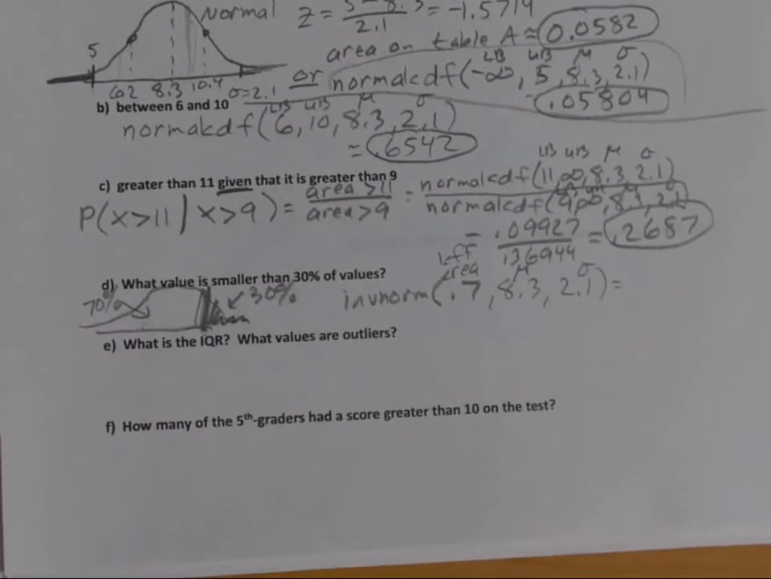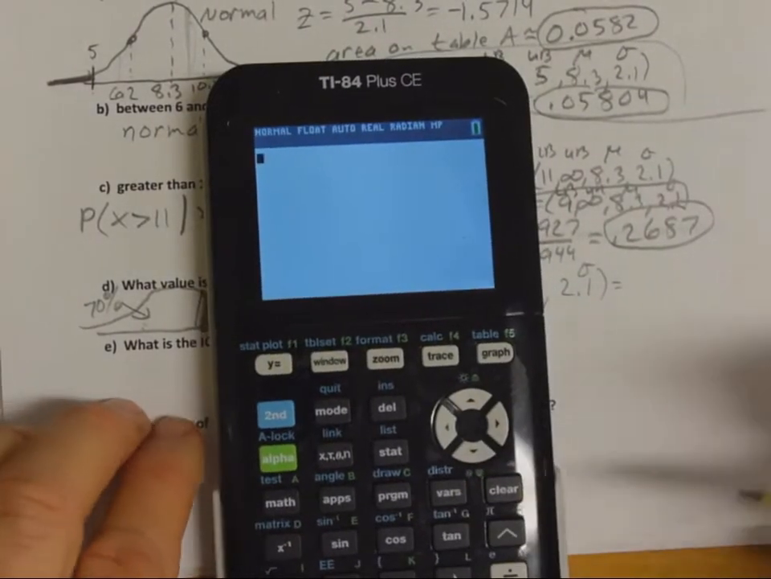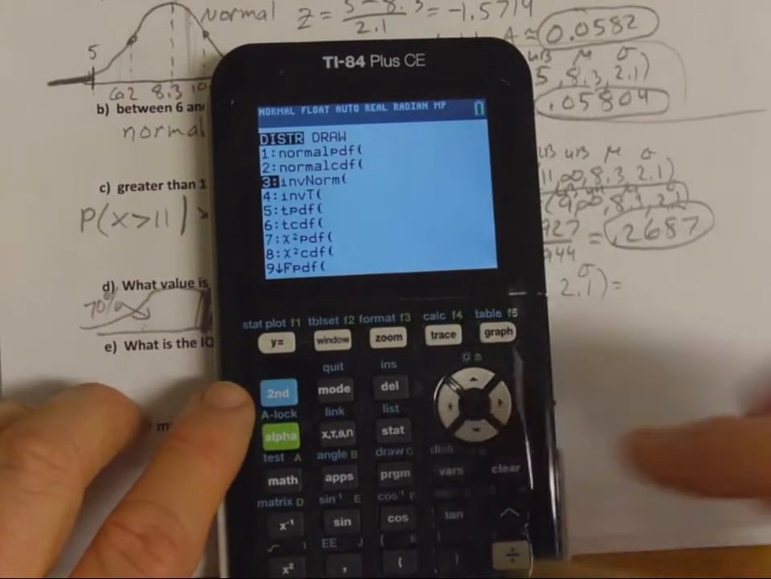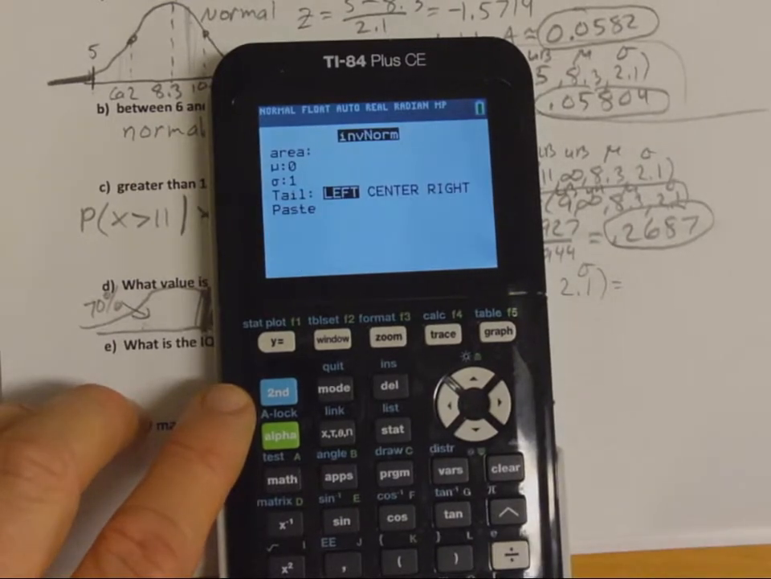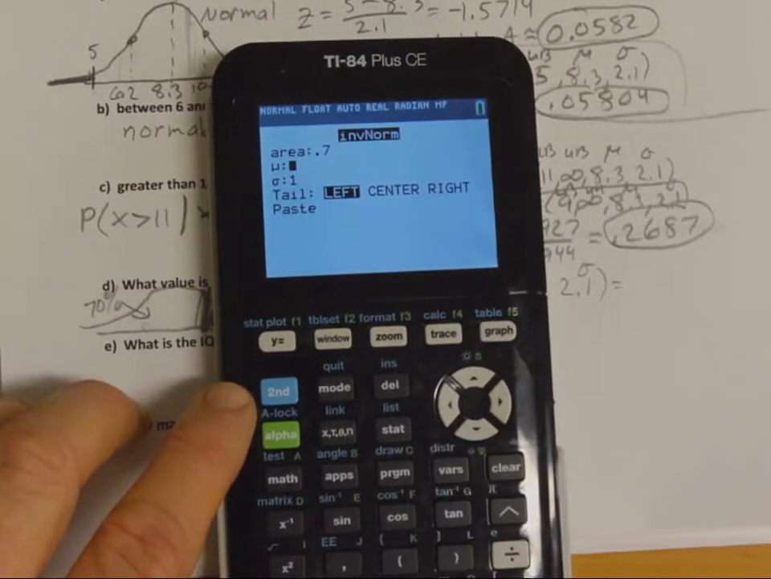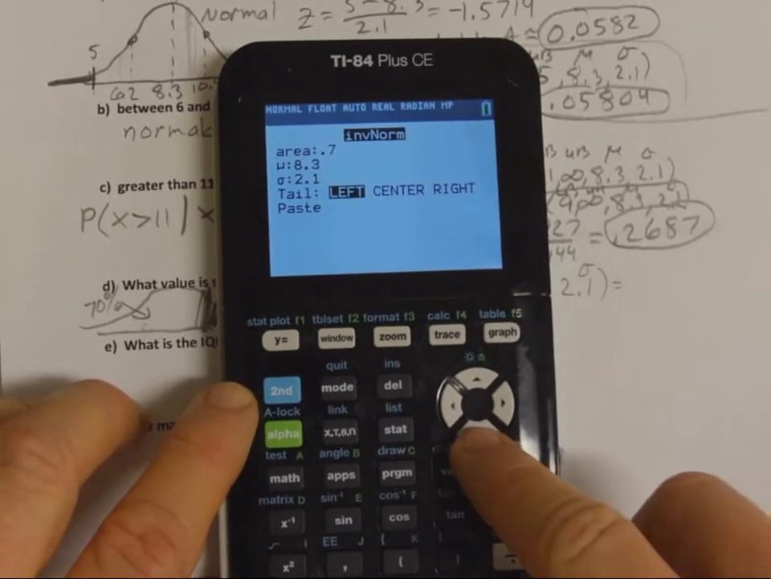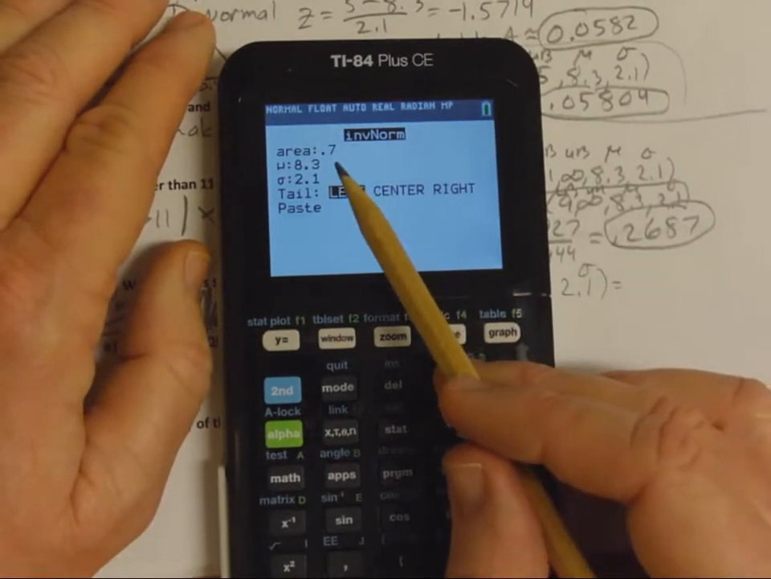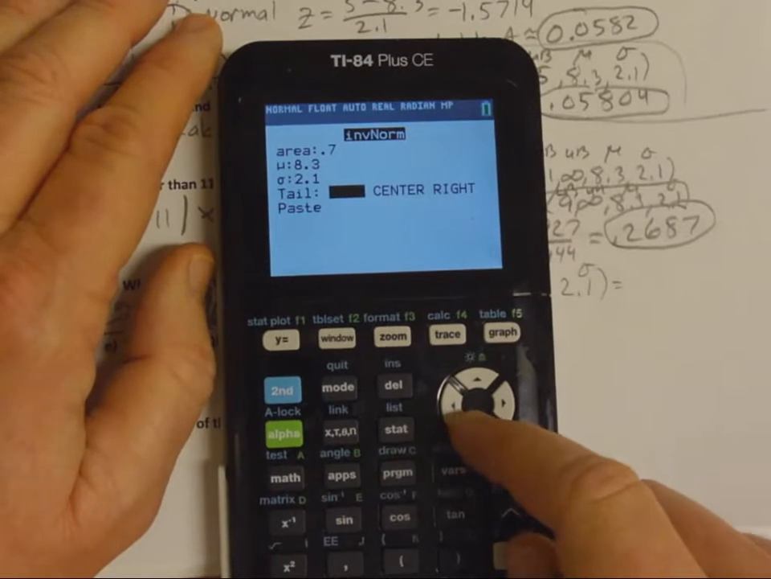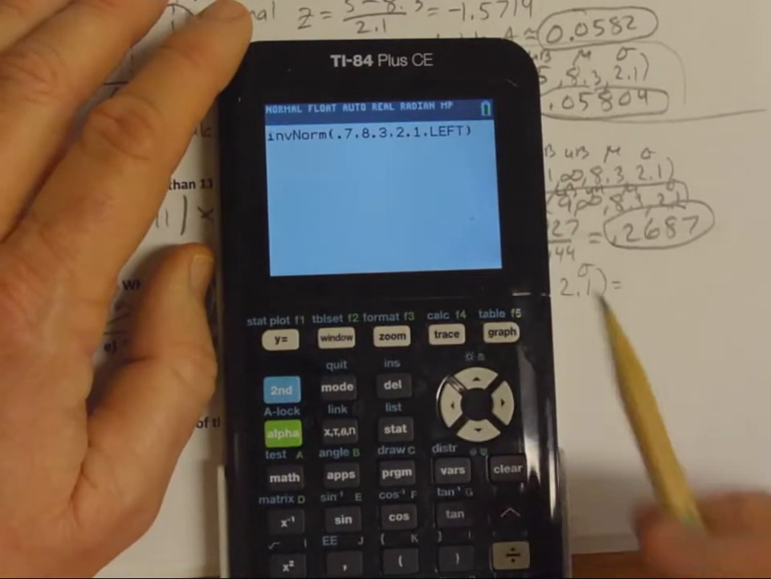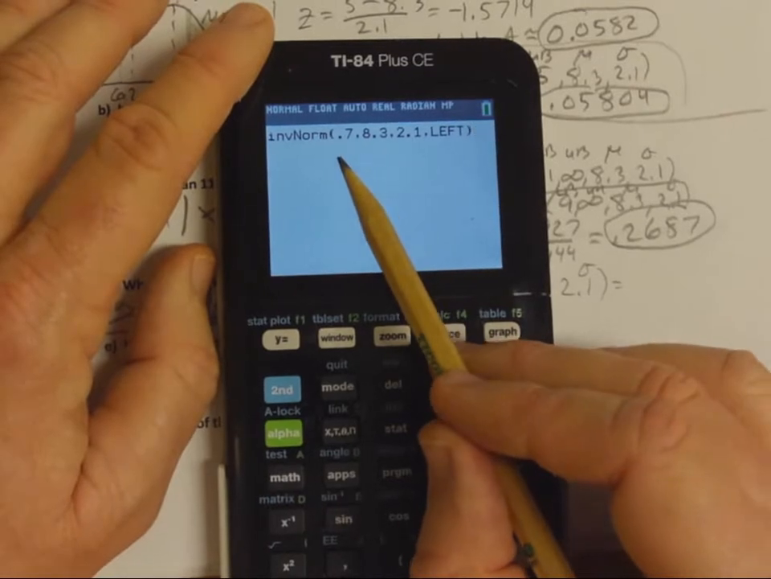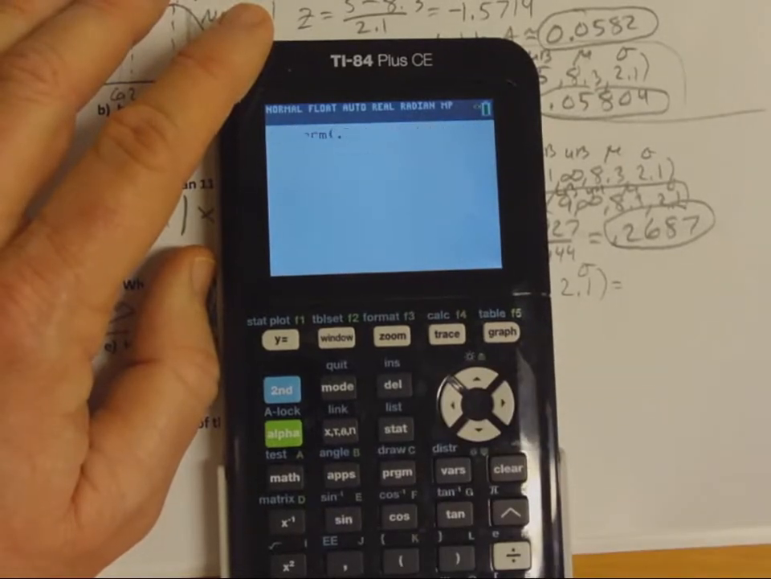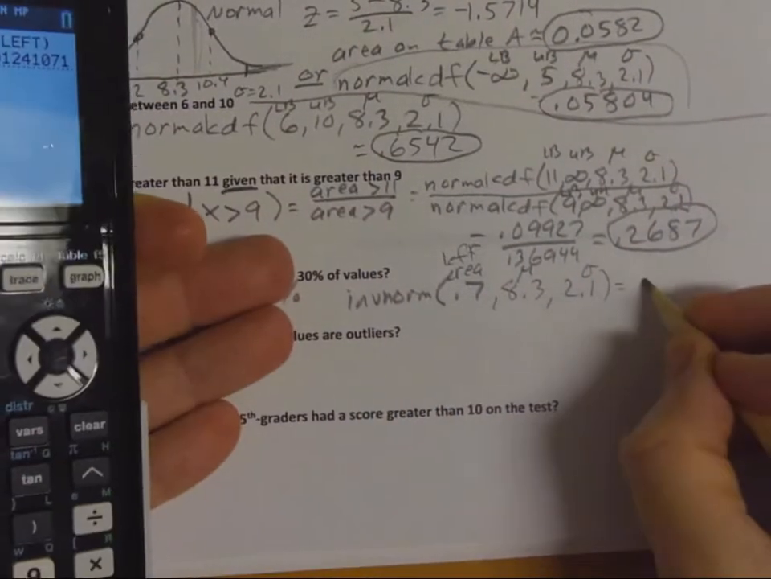All right, let's go to that. The inverse norm is right below normal CDF. It's in the distribution menu right above the VARS button, so I go second VARS distribution. There it is. Inverse norm. And so the area is 0.7. That's the area to the left. Mean of 8.3, standard deviation of 2.1, and it's the left area. Now, this is one of the modern 84s where I could have gone right area of 0.3, but I'm just going to go left area of 0.7. So those are the parameters you enter, because some 84s take you directly to this menu, which would be 0.7, 8.3, 2.1. We hit enter, and it's 9.401 approximately.